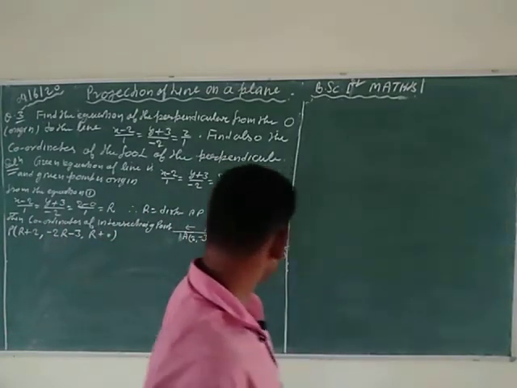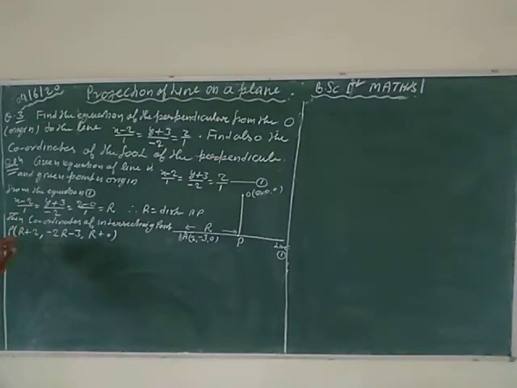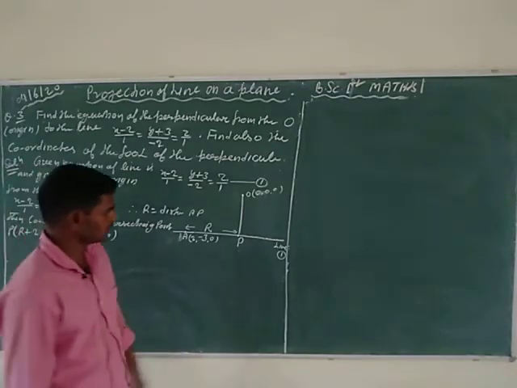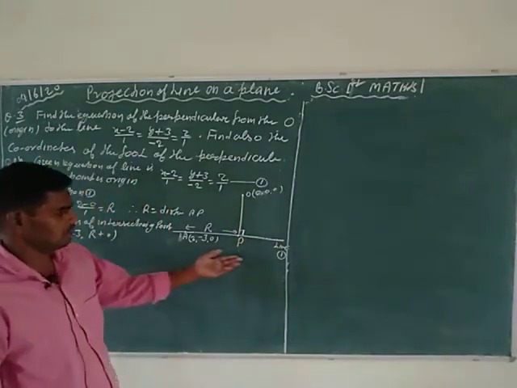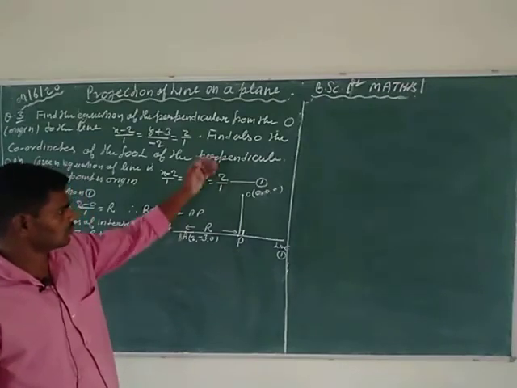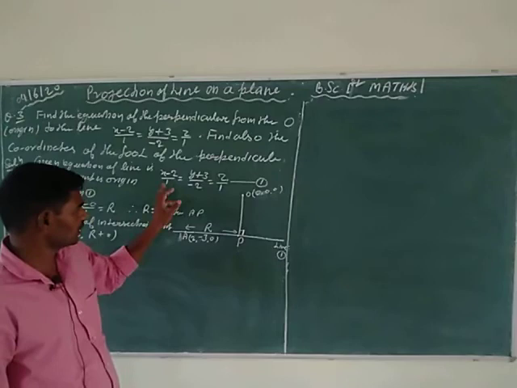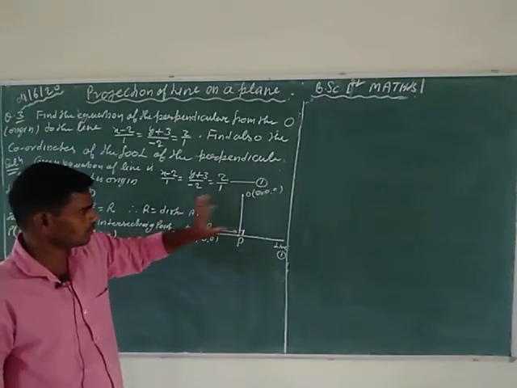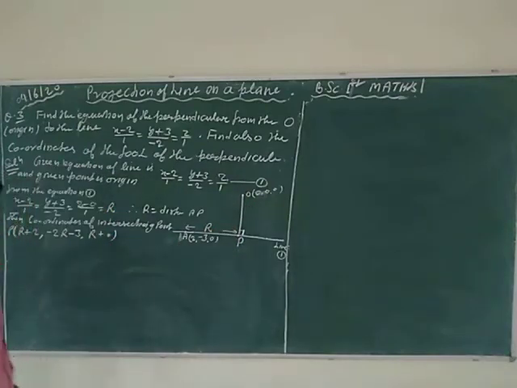So the foot of perpendicular point has coordinates in unknown capital R. Find first the value of r by using the required conditions. Here the condition is that line OP is perpendicular to the given line first. The direction ratios of the given line are 1, minus 2, 1, and we calculate the direction ratios of the perpendicular line OP.